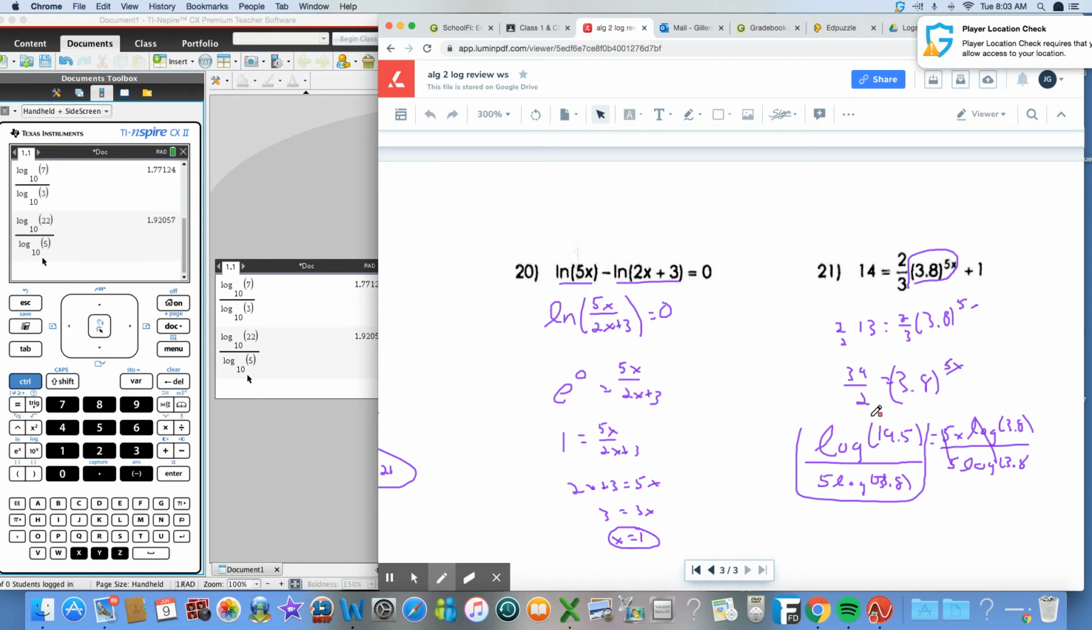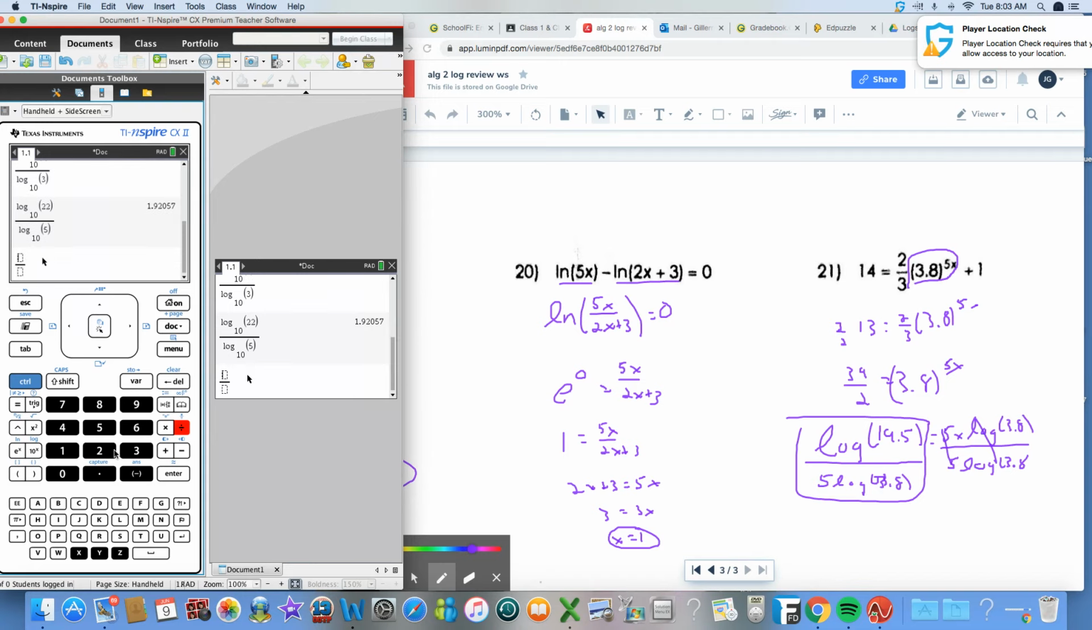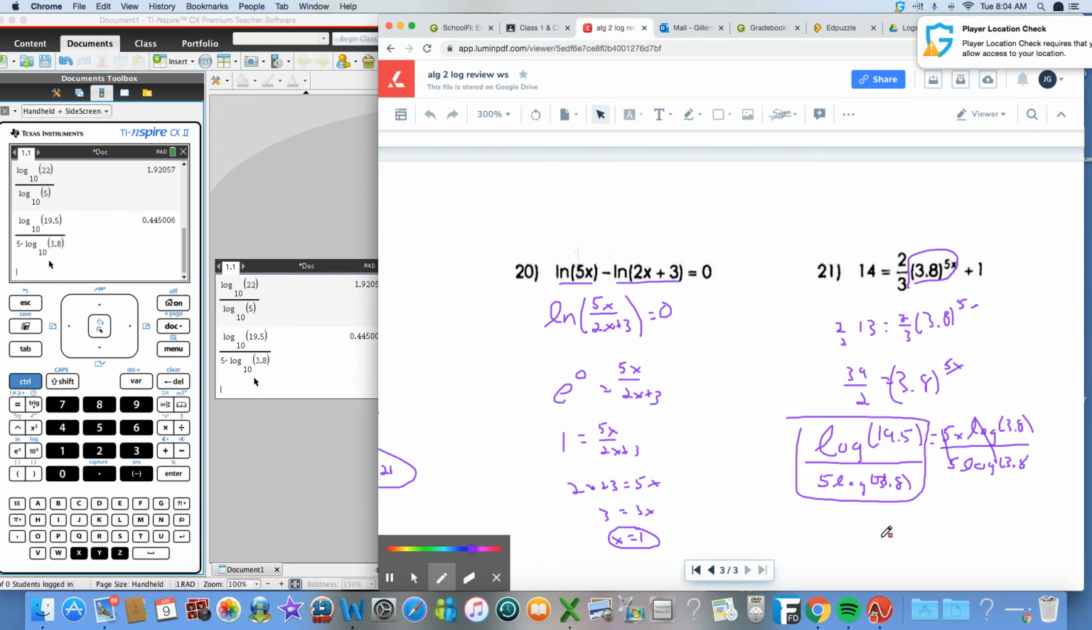All right, to figure out what that is over here, you would do same thing we've been doing, log of 19.5 over 5 times the log of 3.8, giving us an answer of roughly 0.4465. All right. All right, next one.